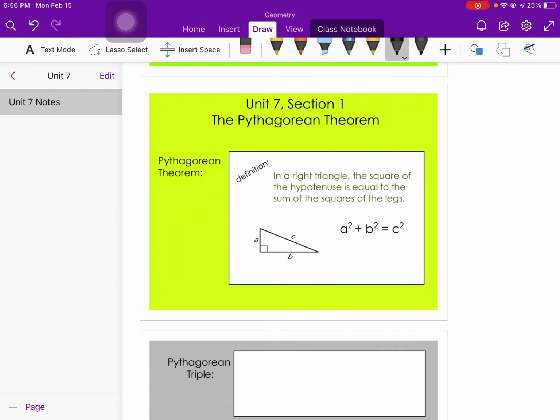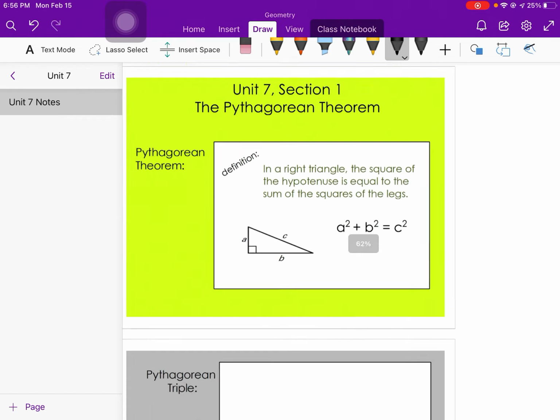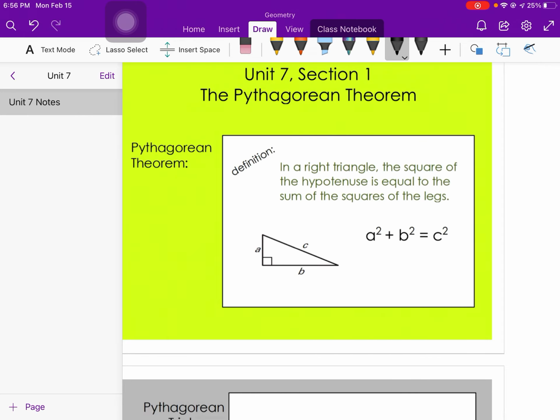So the definition of the Pythagorean theorem: in a right triangle, the square of the hypotenuse is equal to the sum of the squares of the legs. So the two smaller pieces of a right triangle, when squared, have to add up to make the squared version of the hypotenuse.